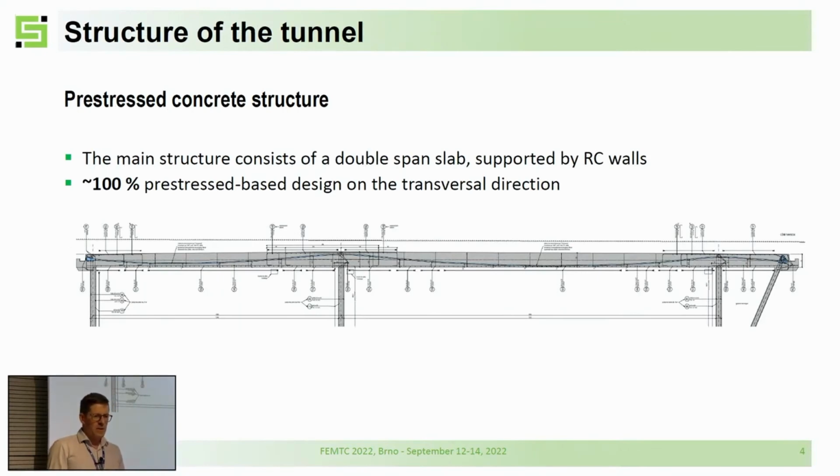The tunnel is made of prestressed concrete structure, and the main structure consists of a double span, a big slab that's supported by reinforced concrete walls. And the main resistance capability is done by a 100% prestressed base design for the transversal direction.